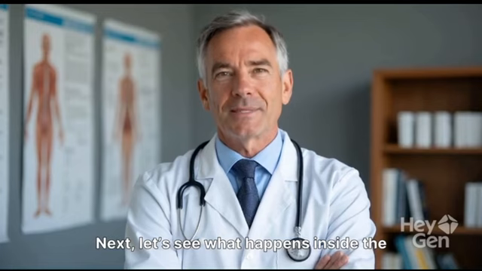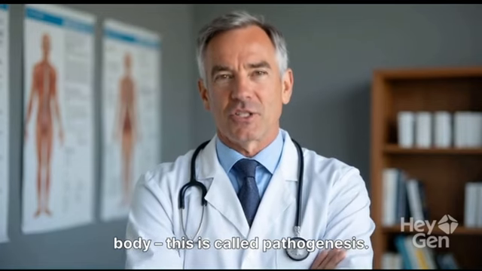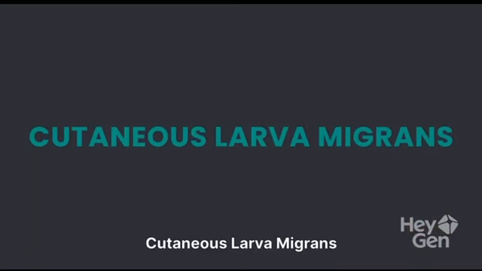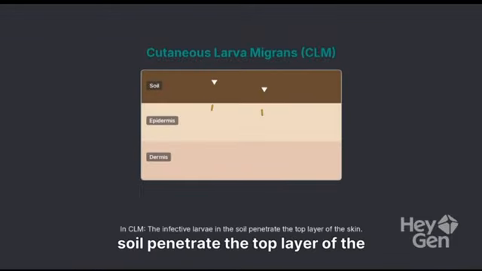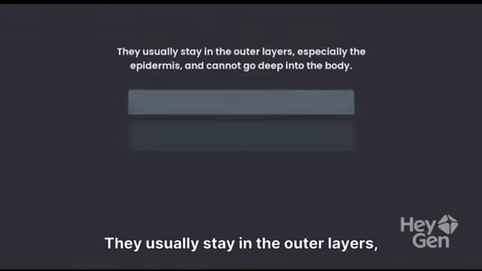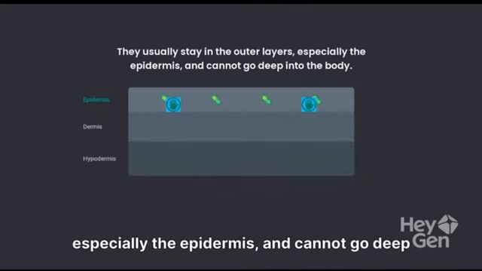Next, let's see what happens inside the body. This is called pathogenesis. Cutaneous larva migrans: in CLM, the infective larvae in the soil penetrate the top layer of the skin. They usually stay in the outer layers, especially the epidermis, and cannot go deep into the body.